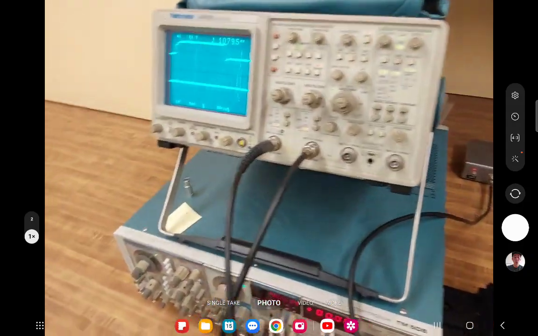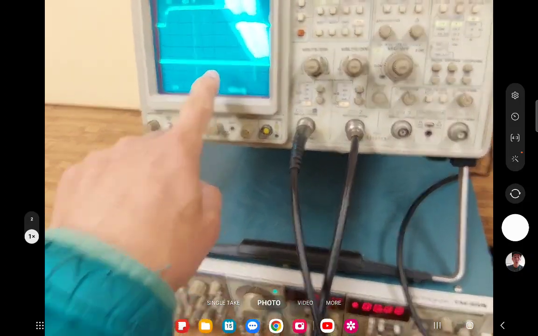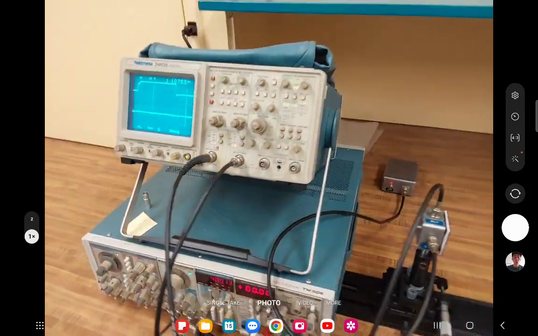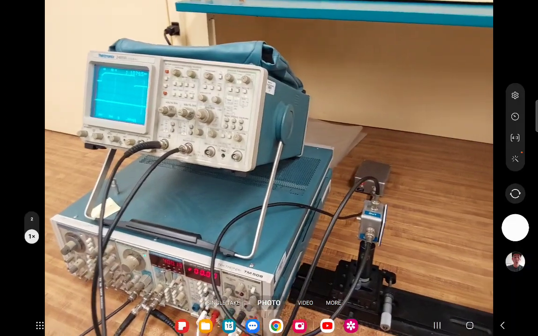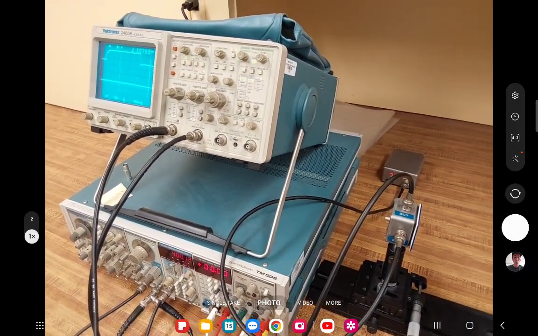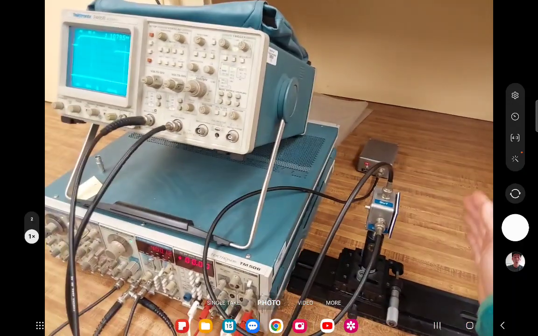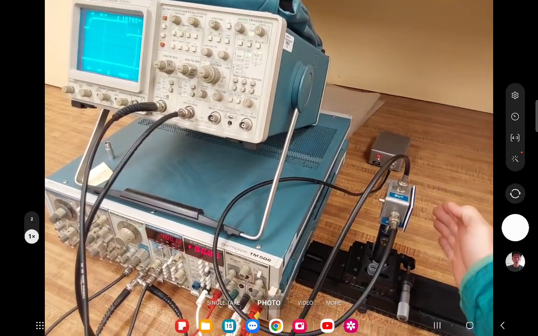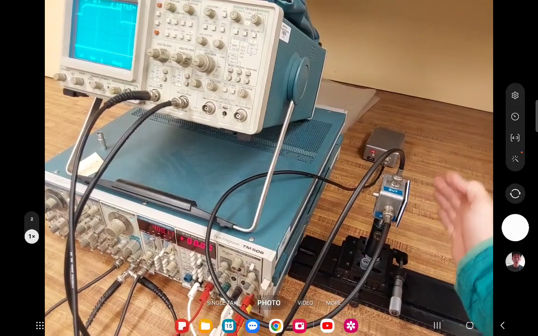So on the screen over here, there's this line. It's a trace. And you can see what this trace does, or at least I hope you can see what it does. Do you see that it's telling us about whether or not light is going into the photodiode, right?